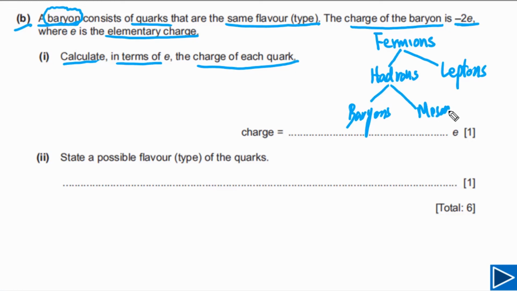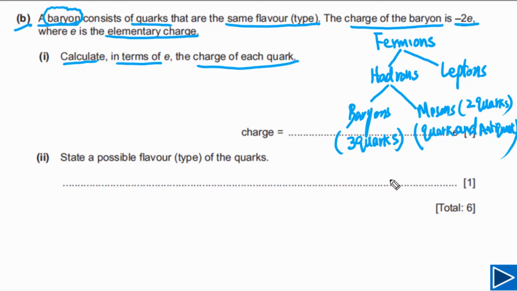Baryons and mesons. Baryons consist of 3 quarks. They can be quarks or they can be anti-quarks. Mesons consist of a quark and an anti-quark. Means one of them will be a quark and the other one will be an anti-quark. So mesons consist of 2 quarks, one quark and one anti-quark. So we can simply write down they consist of quark and anti-quark. But baryons consist of 3 quarks.